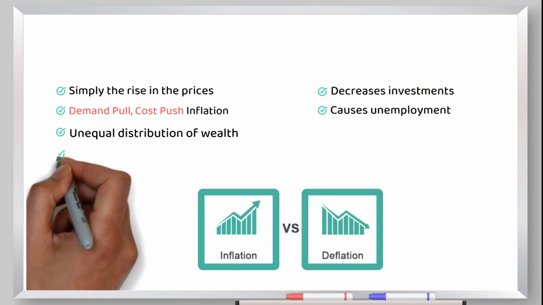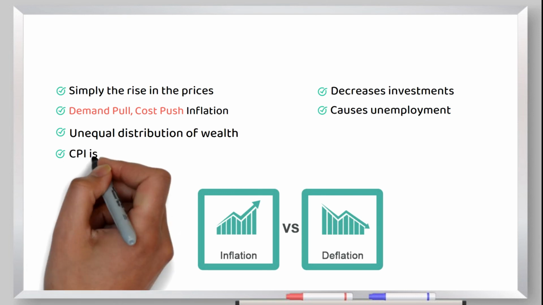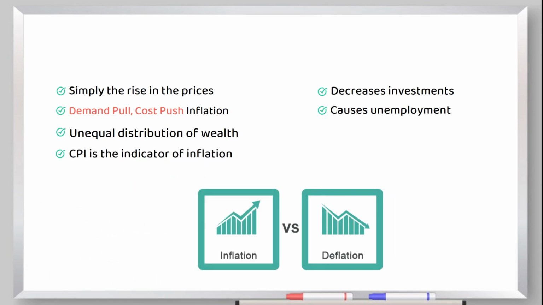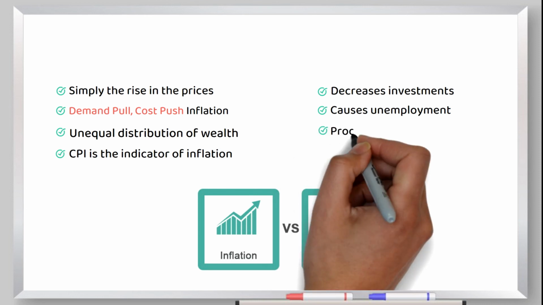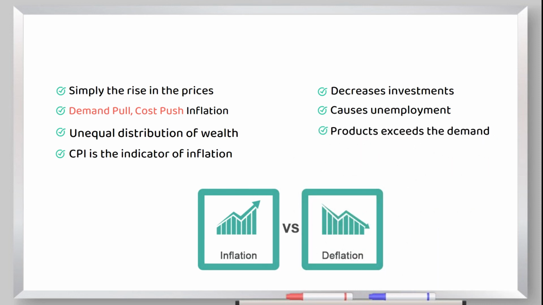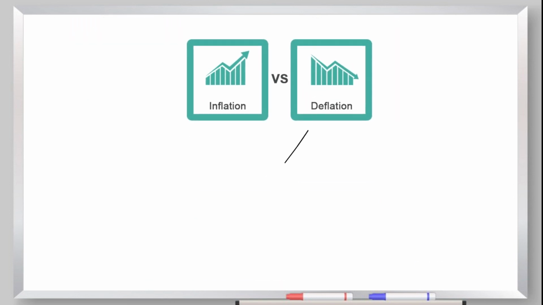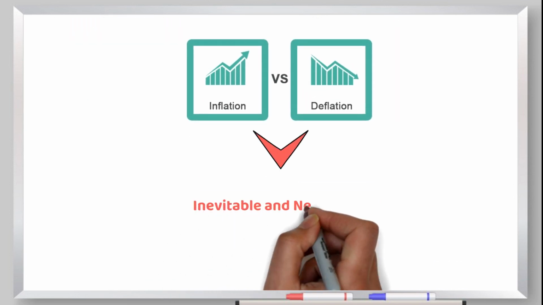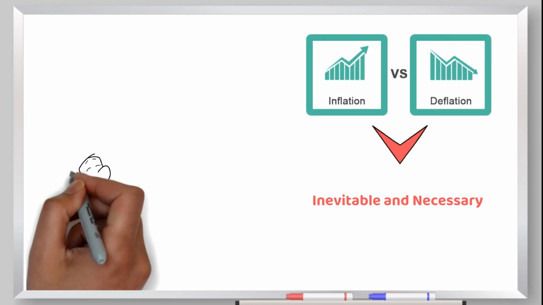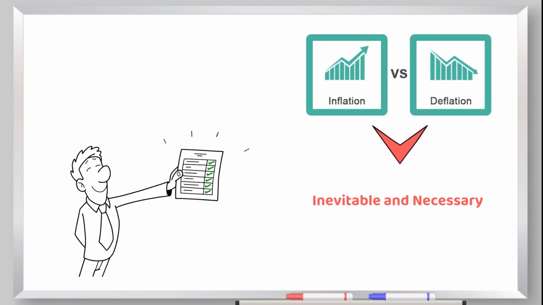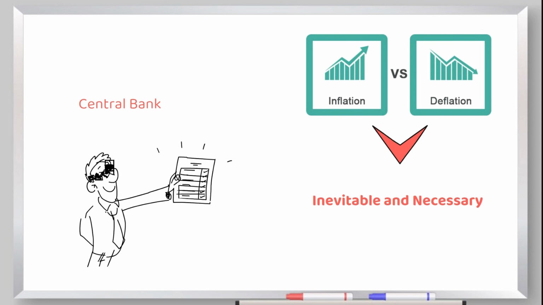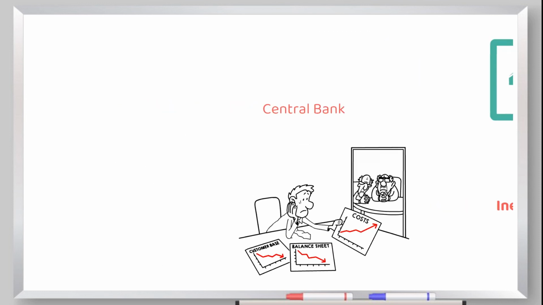The Consumer Price Index, CPI, is the most generally used indicator of inflation. Deflation occurs when the supply of products exceeds the demand for those goods and/or services. In summary, both inflation and deflation are inevitable and necessary, but they must be kept in check by the central banks. If that does not happen, they may create serious trouble.